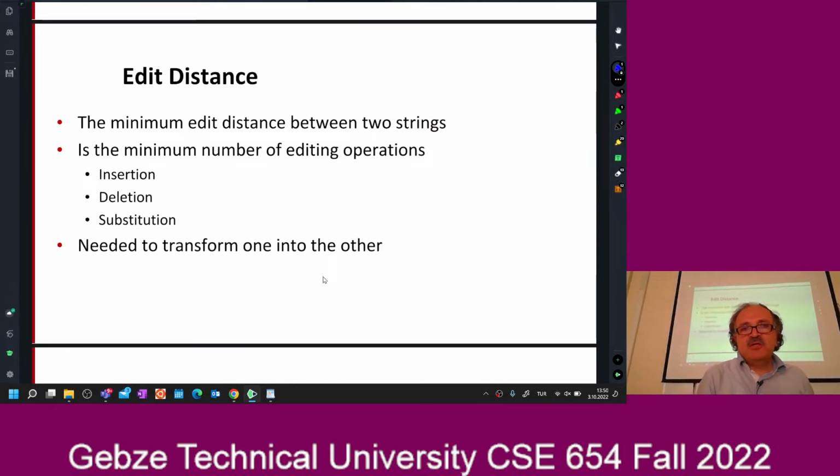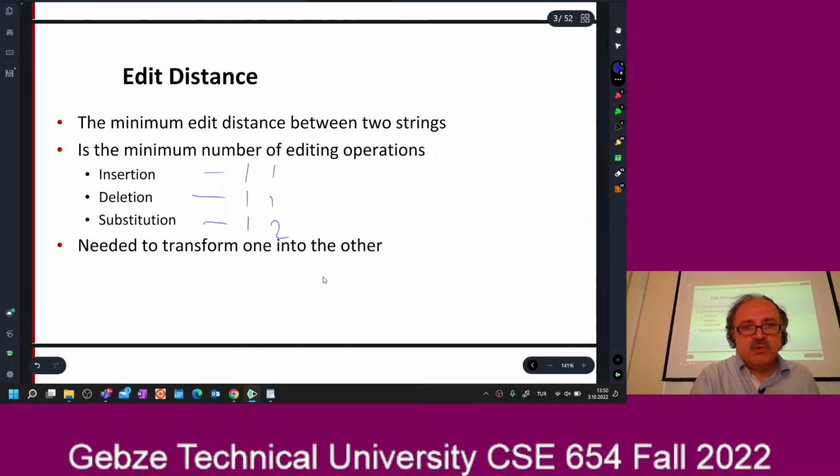Okay? So the minimum edit distance between two strings, once we solve this problem, we can apply it to many places. Okay? So what is the minimum number of editing operations? We have three operations: insertion, deletion, replacement, or substitution. Okay? The cost of each of them could be 1, 1, 1 or 1, 1, 2. Okay? Or sometimes it depends.